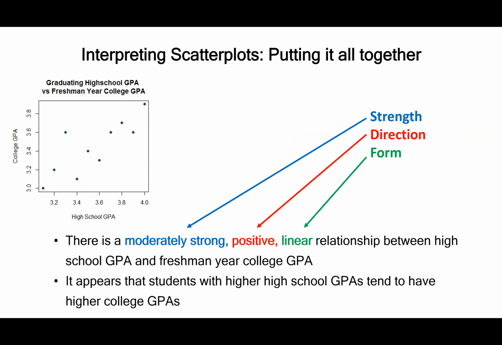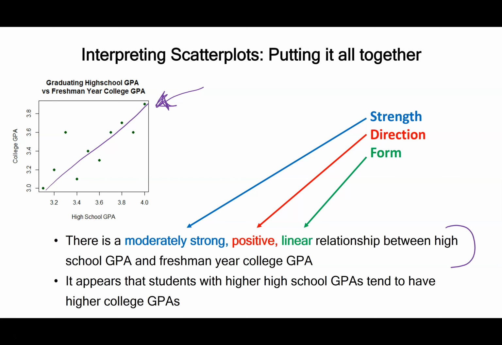So when we interpret scatter plots, now we want to put it all together. We want to have all four things, and it's also really important to include context. You need to say, okay, there is moderately strong. So looking at this scatter plot, moderately strong, because if we were to fit a line, the points fit the line pretty well. Moderately strong, positive, linear relationship.